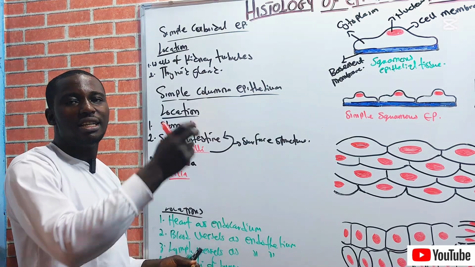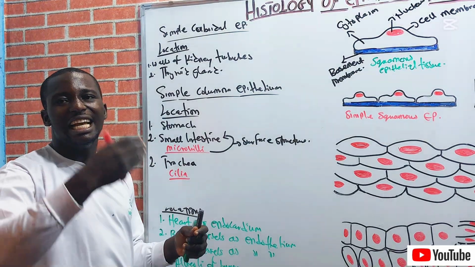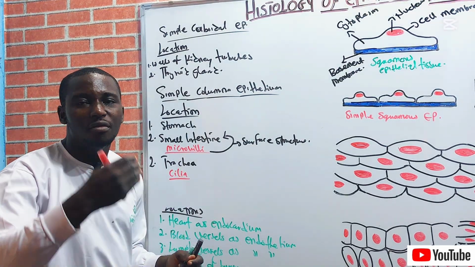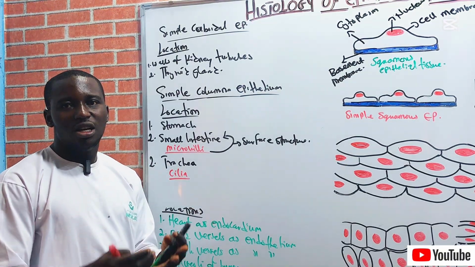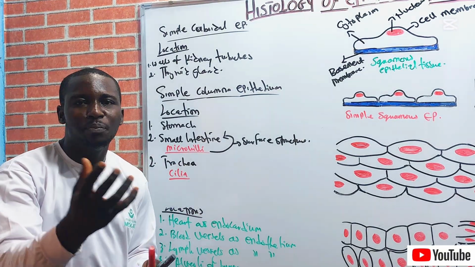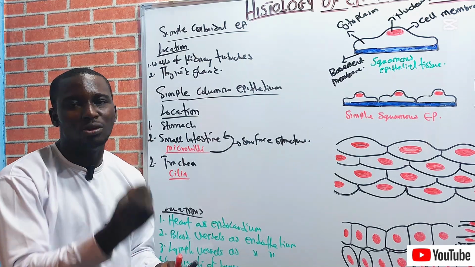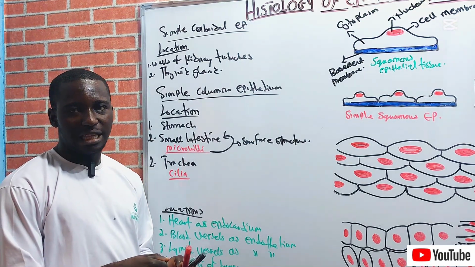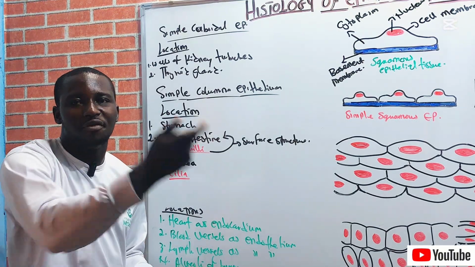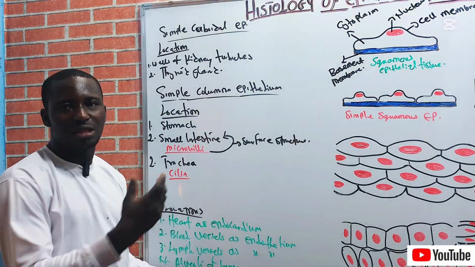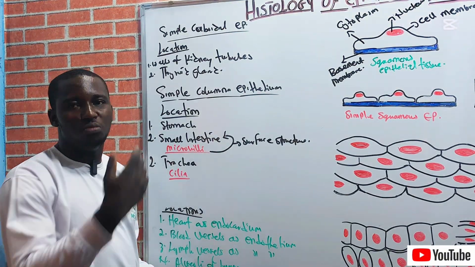What is cilia? Cilia is a thin hair-like motile structure or a projection. You get? What does it do? It traps dust or particles that would have entered the lungs. You get? It traps it. Thereby, you will cough it out through a coughing reflex. You get? And cilia is motile, while microvilli is not motile.